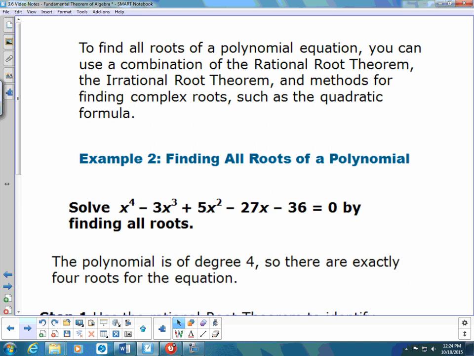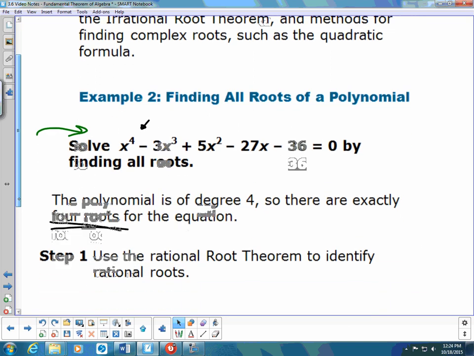Okay, so to find all roots of a polynomial equation, you can use a combination of the rational root theorem, the irrational root theorem, and methods for finding complex roots, such as the quadratic formula. So let's take a look at this example. It says solve x to the fourth minus 3x cubed plus 5x squared minus 27x minus 36 equals 0 by finding all of the roots. Notice this polynomial is degree 4, and that means there should be exactly 4 roots. Some might be real, some might be imaginary, some might be repeated, but there will be 4.